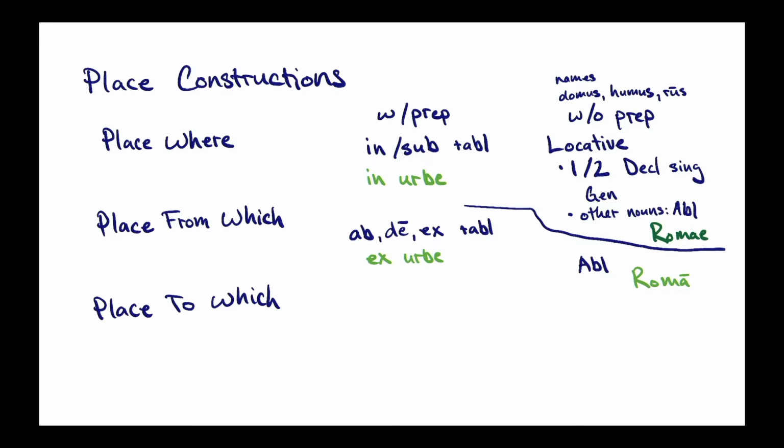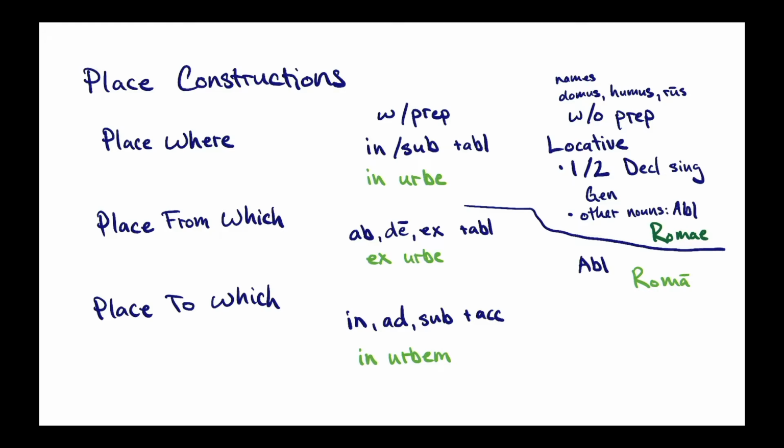Now going in the opposite direction, as Latin shows separation with the ablative, and even shows static motion, or non-motion, with the ablative. When you're going towards something, that's when we use the accusative case. So place to which uses the prepositions in, ad, and sub, plus the accusative. And so this would look something like, instead of in urbe, in the city, or ex urbe, away from the city, out of the city, this would be in, again, urbem.